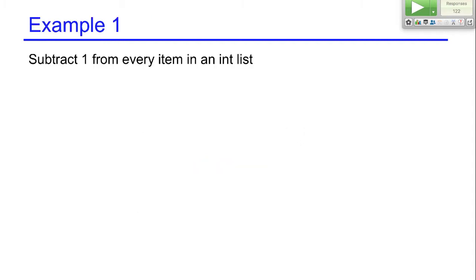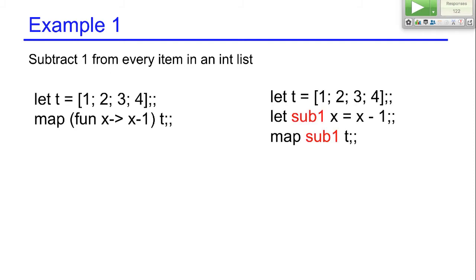Now let's look at some examples. The very first example: subtract 1 from every item in an int list. Definitely an easy example. That is, I have a list of 1, 2, 3, 4, and I have an anonymous function. If you give me an x, I return x minus 1. That's the subtract 1 part. I will send this anonymous function to map as the f. Remember, as a function. Then map will apply this anonymous function to every single member of the list and return a list.